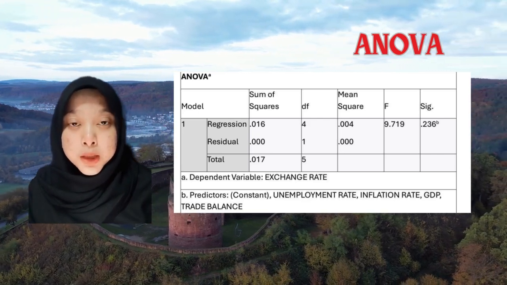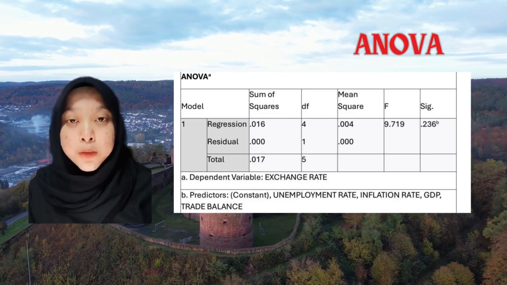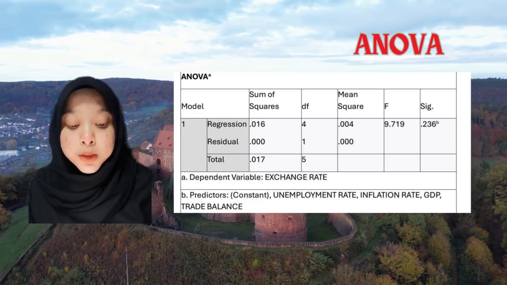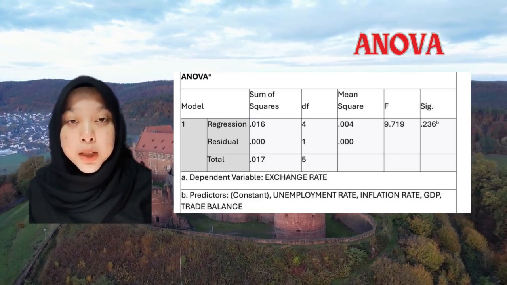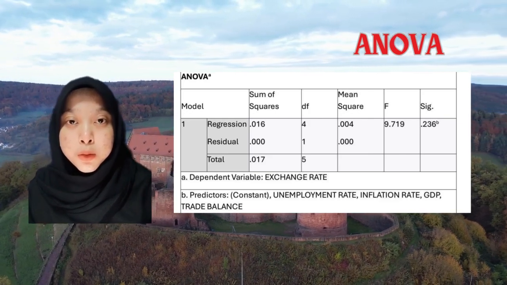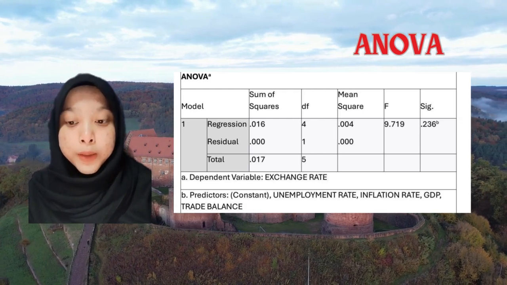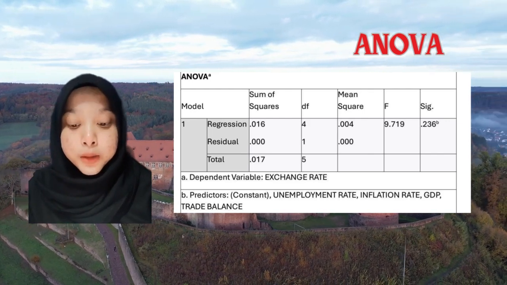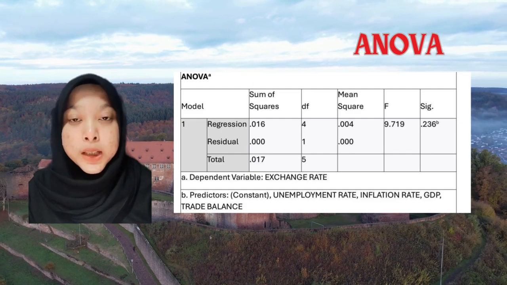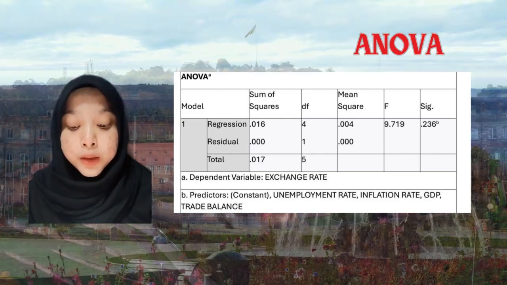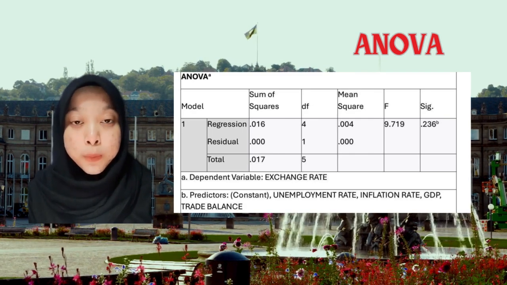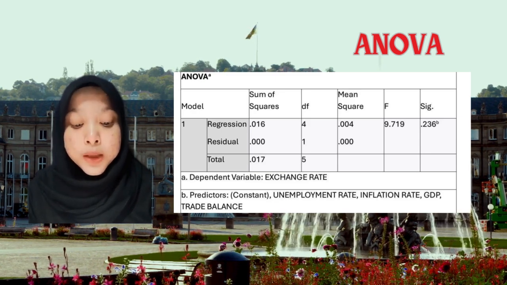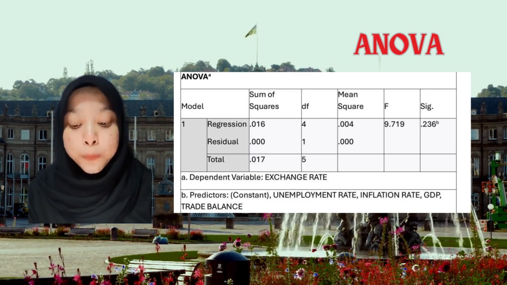First of all, we can see that the sum of squares shows us how much of the exchange rate variation can be influenced by these factors, which is 0.016 for the regression, while the unexplained variation is 0.0100. Next, in terms of degrees of freedom, we have 4 predictors and 1 residual, totaling 5 observations. The mean square calculation gives us a sense of the average variation explained, with the regression mean at 0.004. The F statistic here is 9.719, which suggests the model explains more variance compared to the error.